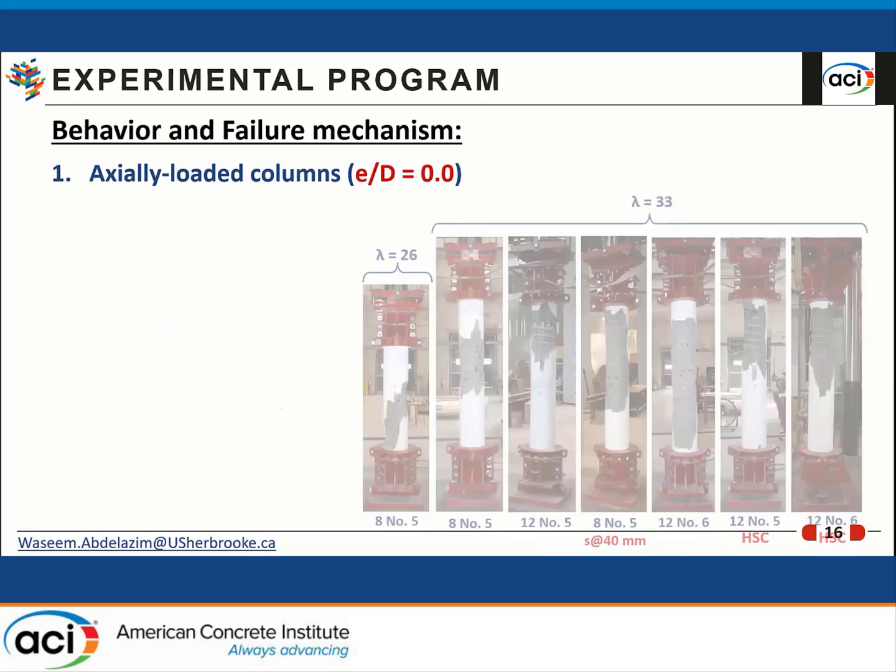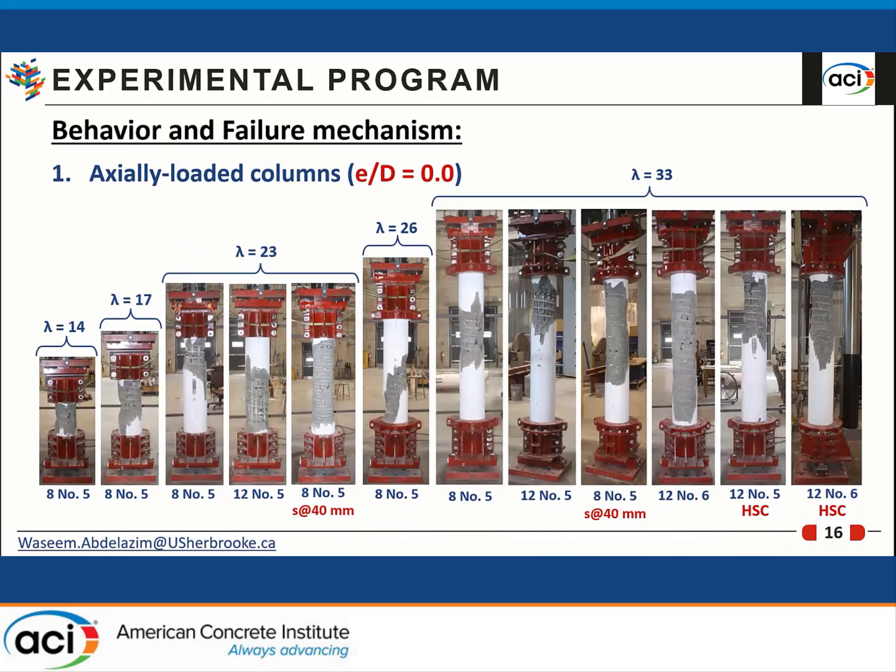And in this slide, we can show all the failure mechanisms of all concentrically loaded columns. We can define the failures as compression controlled failure for all columns, and we didn't observe any stability failure, even for slender columns with a slenderness ratio of 33.